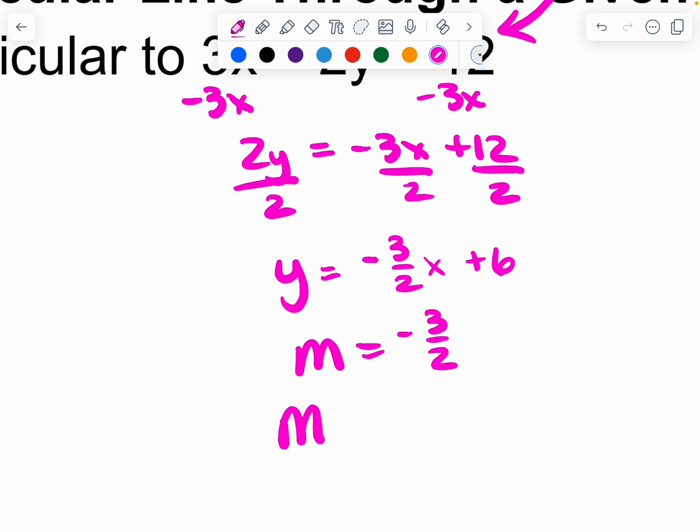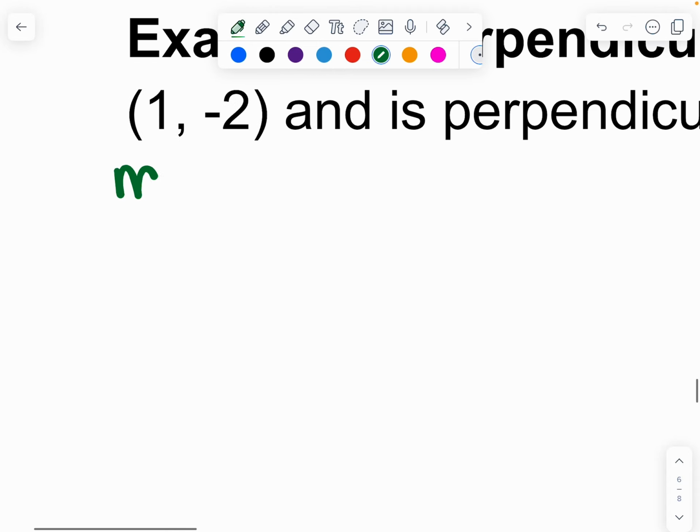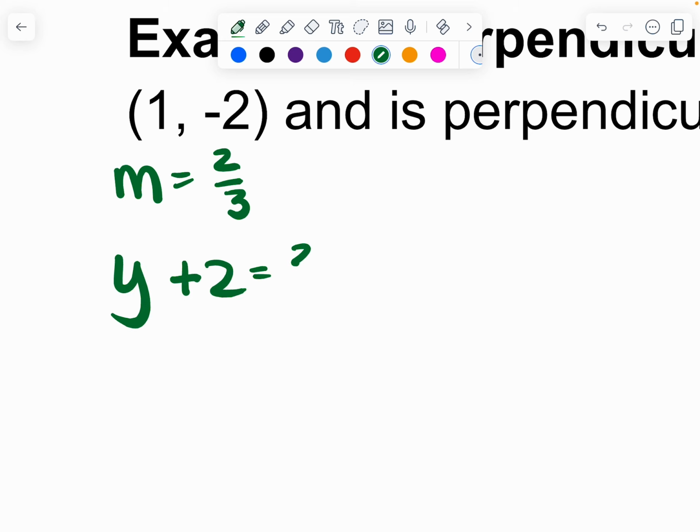If I want the perpendicular slope, that means I flip this upside down, so 2 over 3, and I take the opposite. The opposite of a negative is a positive. So my slope is going to be 2/3 on this one. So my slope over here is going to be 2/3. If I plug it into the point slope, it's going to be y minus a negative 2 equals 2/3 times the quantity x minus 1. So that would be in point slope.